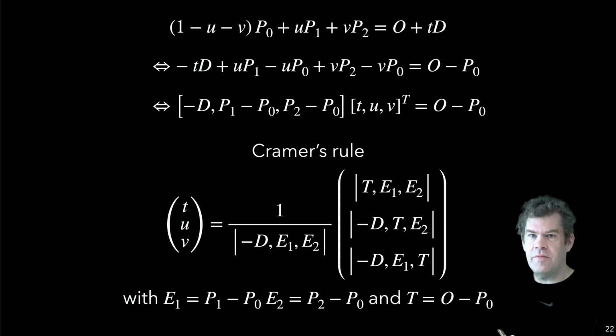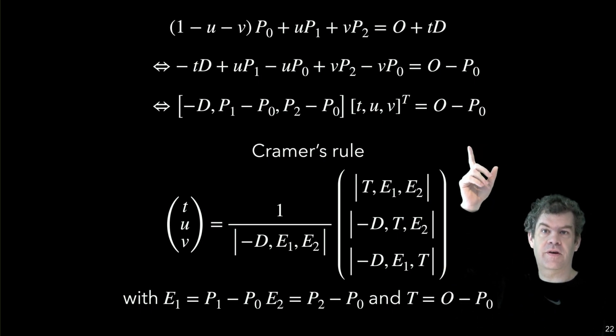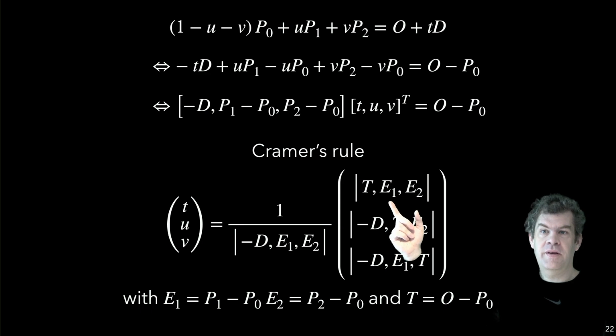One thing that I forgot to mention is you replace one column with the solution vector. So the solution vector is O minus P0. Okay, so I simply call this T here. So I first replace the first column by T, then the second one, and then the third.